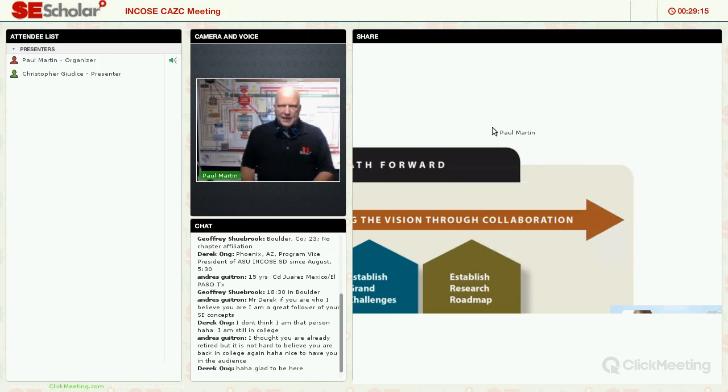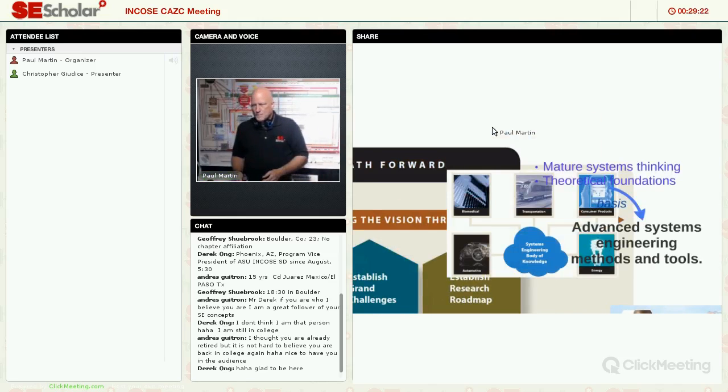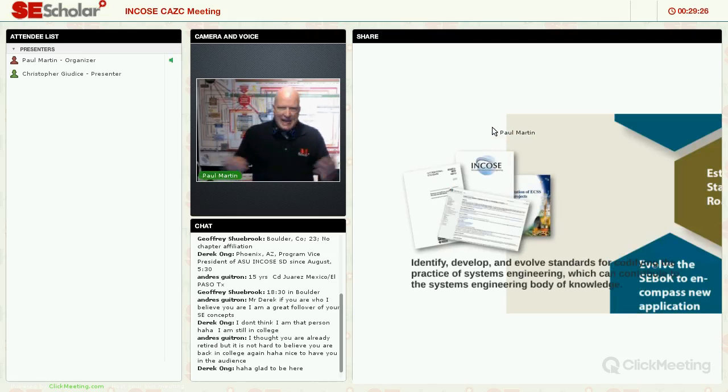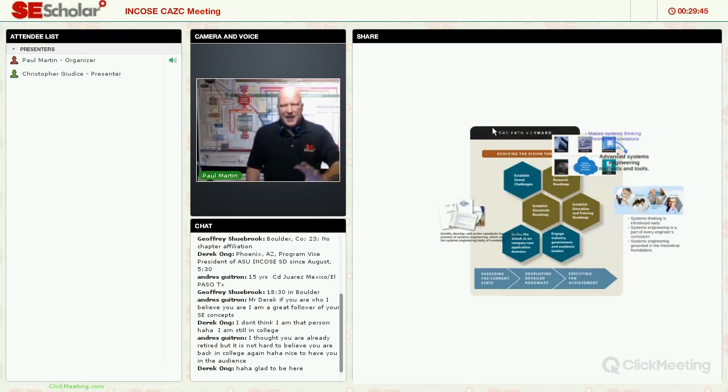The other thing we want to do is establish the standards roadmap, and that's where we identify, develop, and evolve standards in order to get the practice of systems engineering and the systems engineering body of knowledge more forthcoming out there. So that's the path forward.